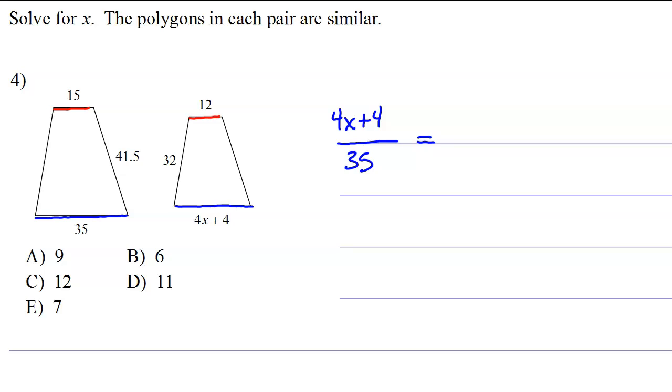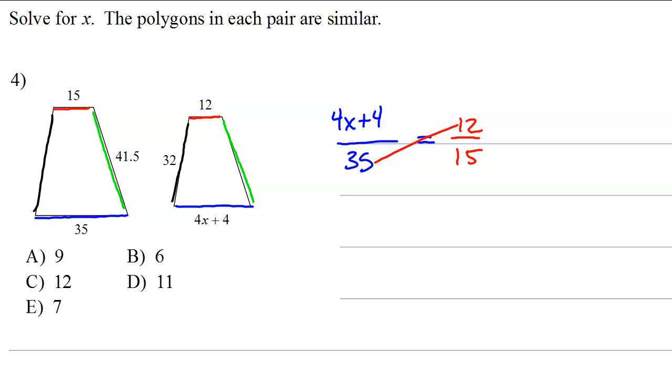I know that this side matches with this side, but I'm not positive if that 32 goes with the 41.5. It doesn't look like it. So I don't think I could set those two up. So I'm going to use the 12 and the 15. And we start working through this.